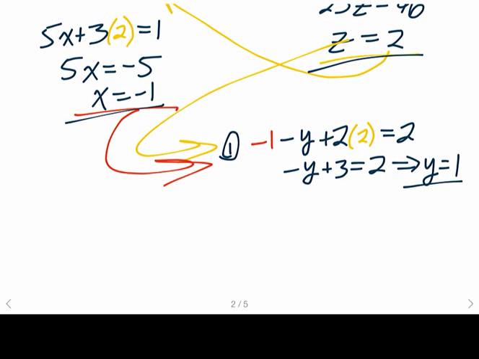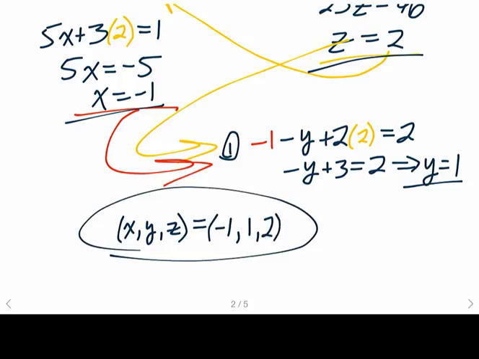I'm not going to give you a scavenger hunt. I don't want you to give me a scavenger hunt. Write your answer in an ordered triple. X, y, z, the ordered triple, is equal to -1, 1, 2.